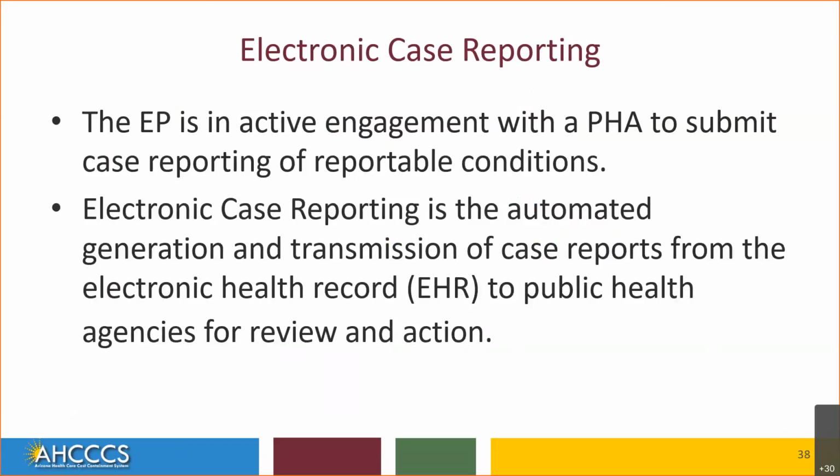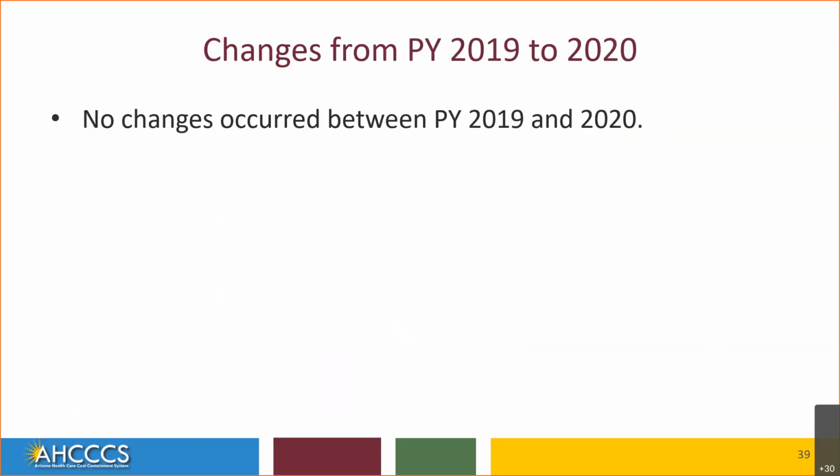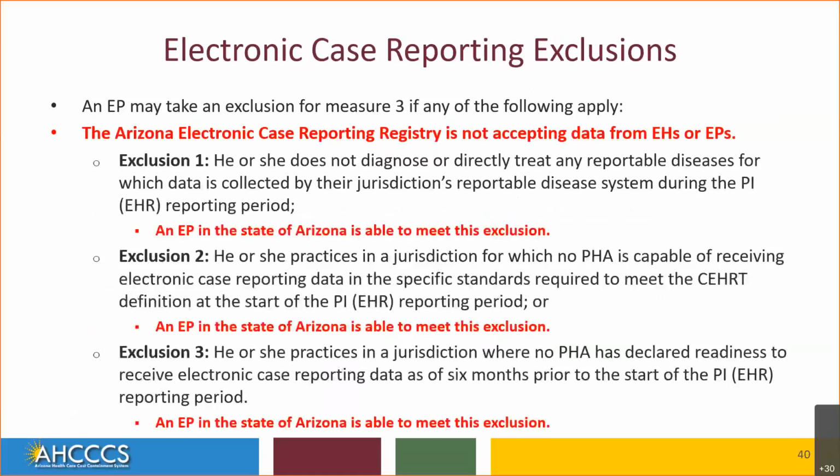Electronic case reporting is the automated generation and transmission of case reports from the electronic health record to public health agencies for review and action. No changes occurred between program year 2019 and 2020. An EP may take an exclusion for Measure 3 if any of the following apply. The Arizona Electronic Case Reporting Registry is not accepting data from EHs or EPs.